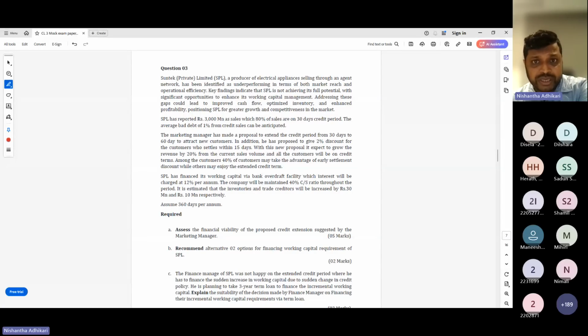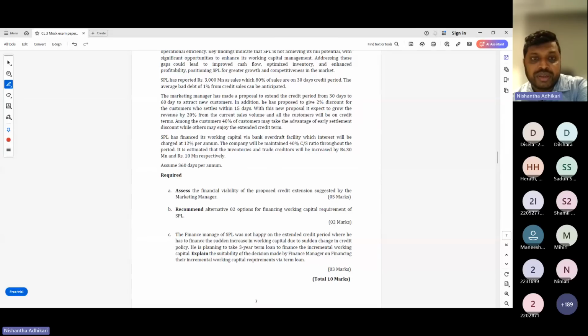3,000 million into 20% volume, and all customers will be on credit terms. Among the customers, 40% may take the advantage of the early settlement discount, while others may enjoy the extended credit term. SPL has financed its working capital via a bank overdraft facility, on which interest is charged at 12% per annum. The company will maintain a 40% CS ratio throughout the period. It is estimated that the inventories and trade creditors will increase by 30 million and 10 million respectively. Assume 360 days per annum.